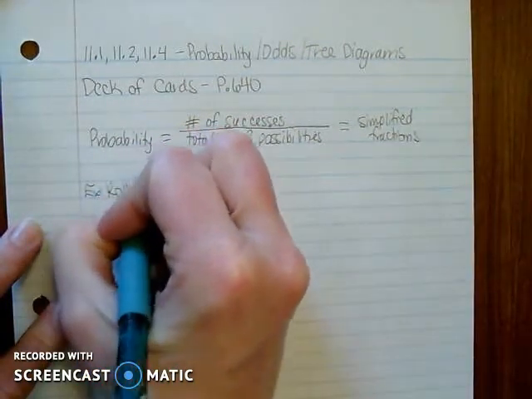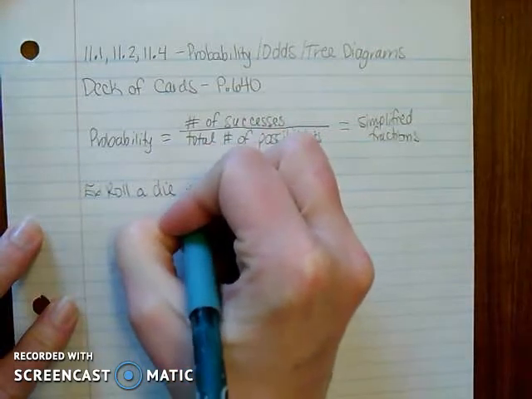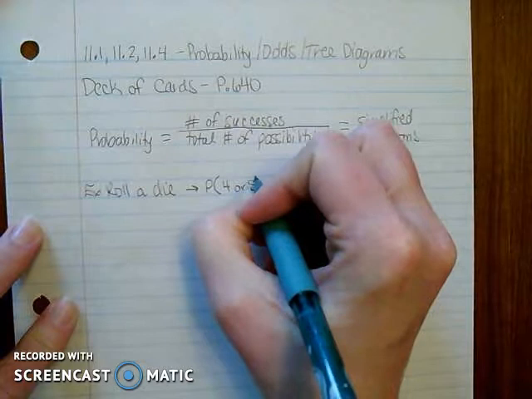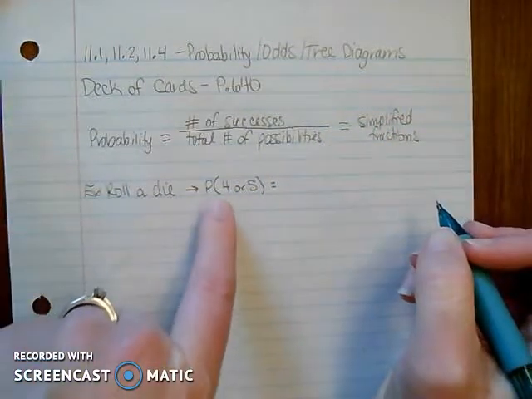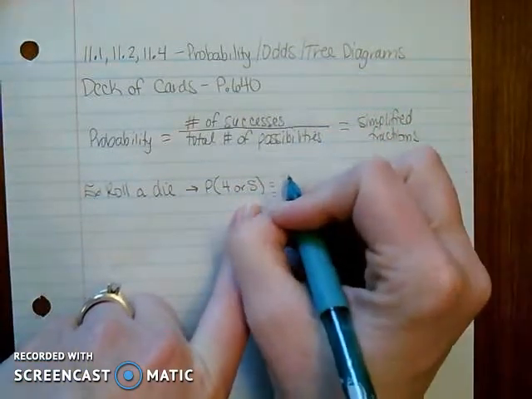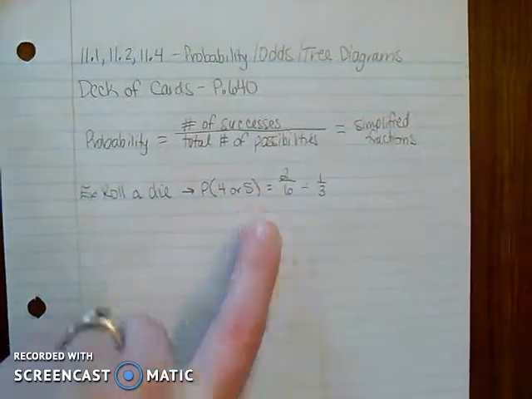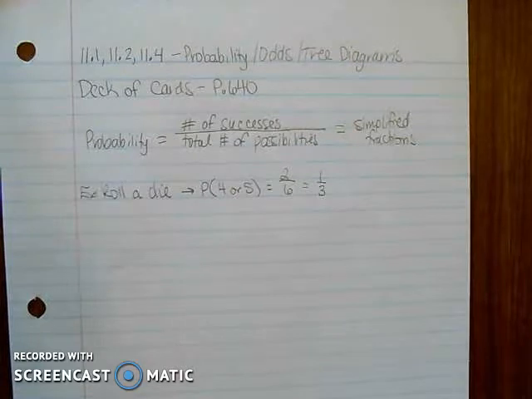Okay, so just a really quick example. If you roll a die, and I want the probability of a 4 or 5. Well, 4 or 5 would be 2 out of 6 total possibilities, so my probability of rolling a 4 or a 5 is 1/3. Okay, so that's what we're going to do for a probability.